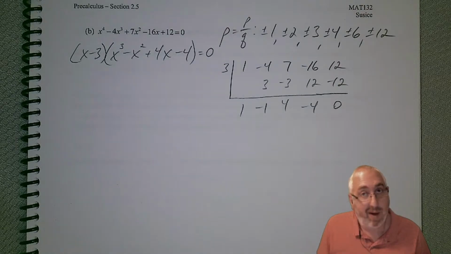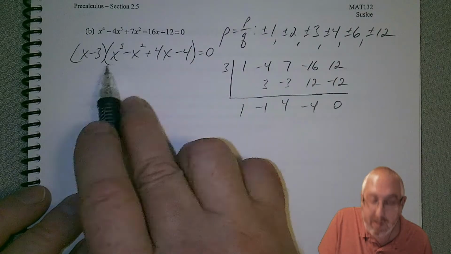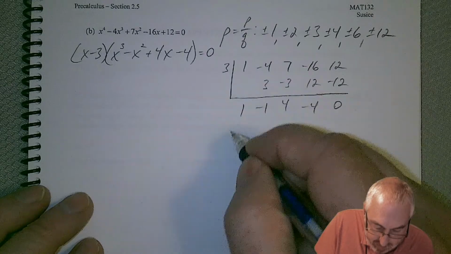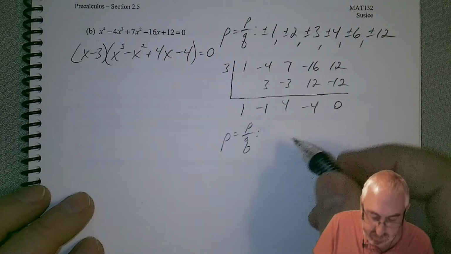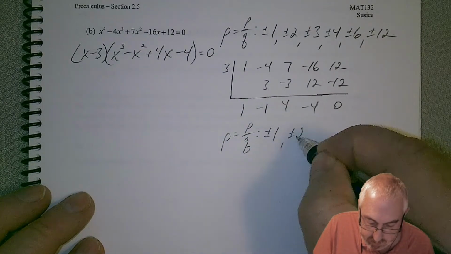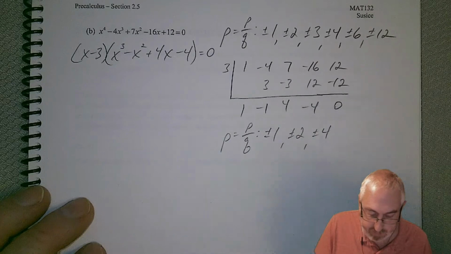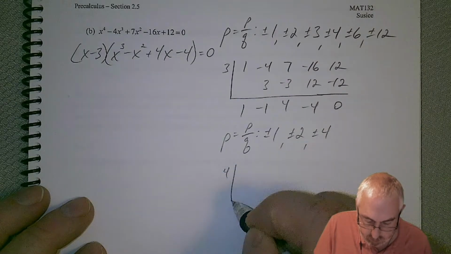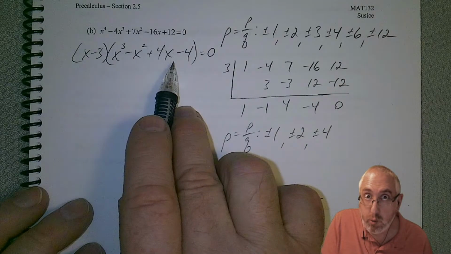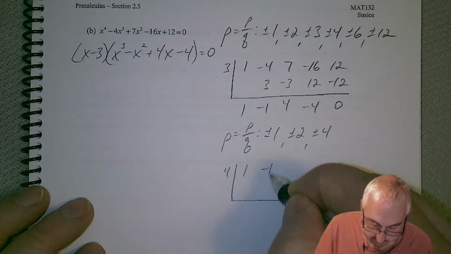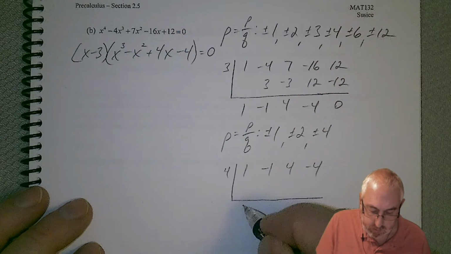Well, we're going to have to break that down even more. So what do? Well, we can do our p's and q's again based off of this piece. But the leading coefficient's 1, so all we care about are the p's, which in this case is just going to be factors of 4. So plus or minus 1, plus or minus 2, plus or minus 4. So let's try 4. Again, we want to make sure we use the coefficients of our new quotient. So 1, -1, 4, and -4. So let's see what we get.